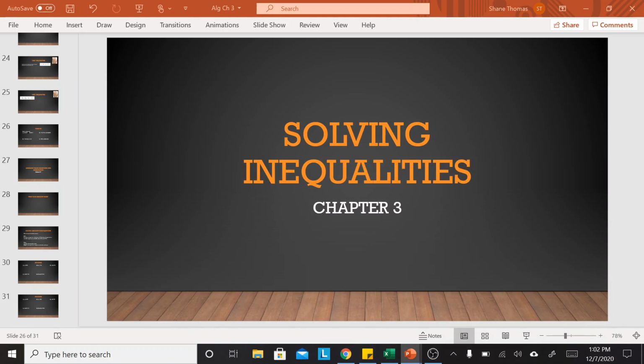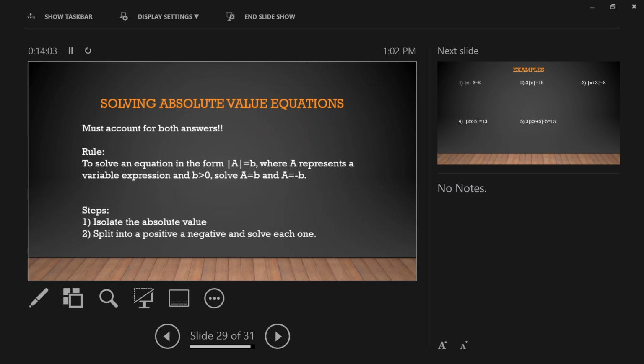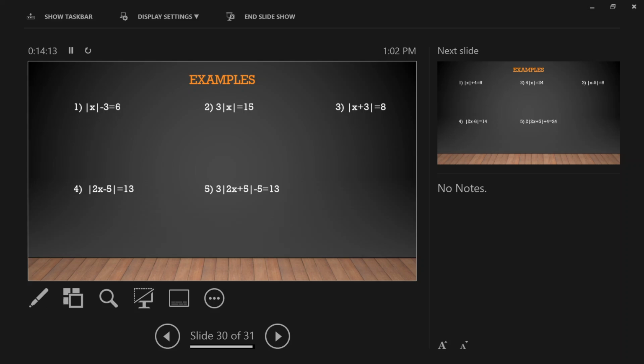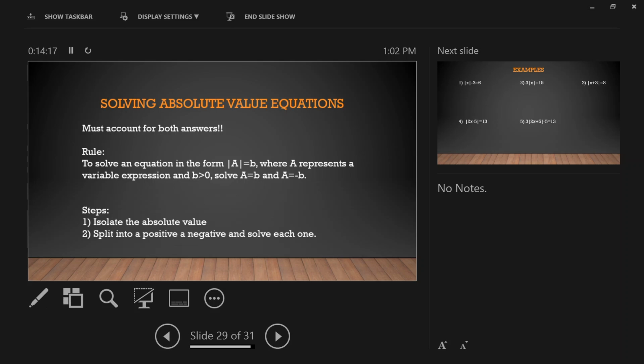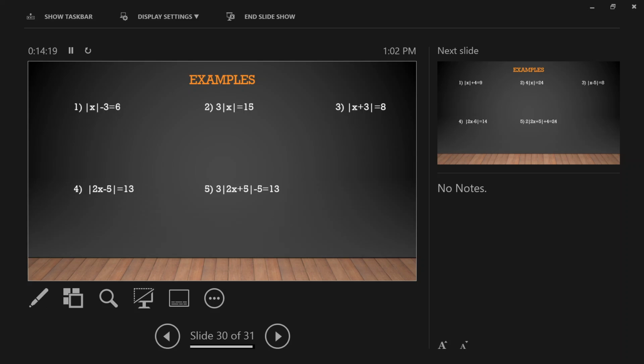All right, so let's go back to this. All right, so we have to account for both answers, and we have to solve an equation. We have to account for both of them. All right, so this is how I want you to do it. Here's the Mr. Thomas method. First step says to do what? Isolate the absolute value.